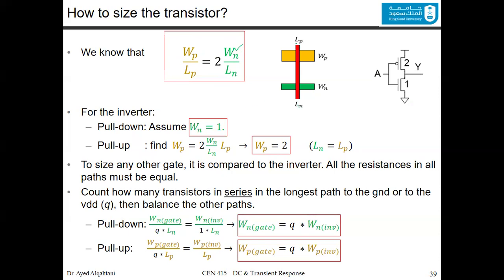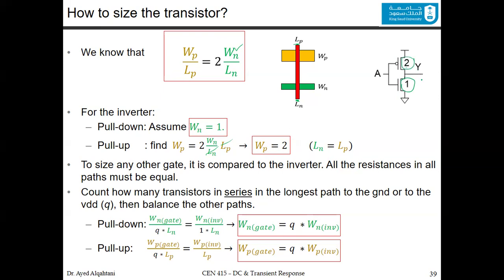Now the Ln and the Lp for the inverter, it's indicated by this layout that it's the same value. This is the Lp, and here is the Ln. So Ln and Lp are equal to each other. So you can take them out, and you said that Wn is equal to 1. So Wp is 2 times 1. These cancel each other, and Wp is equal to 2. So to have the same resistance in the pull down and the pull up, if you assume Wn to be 1, then Wp must be 2.